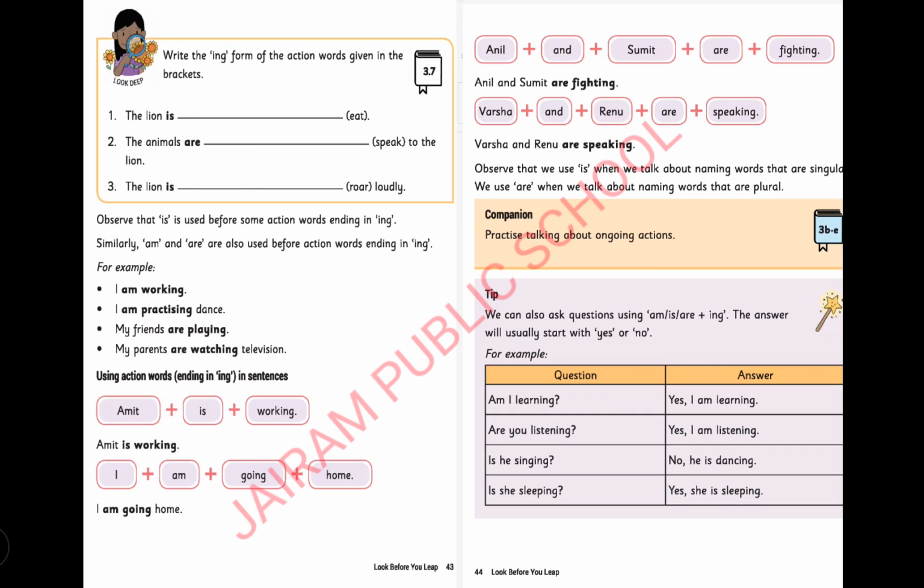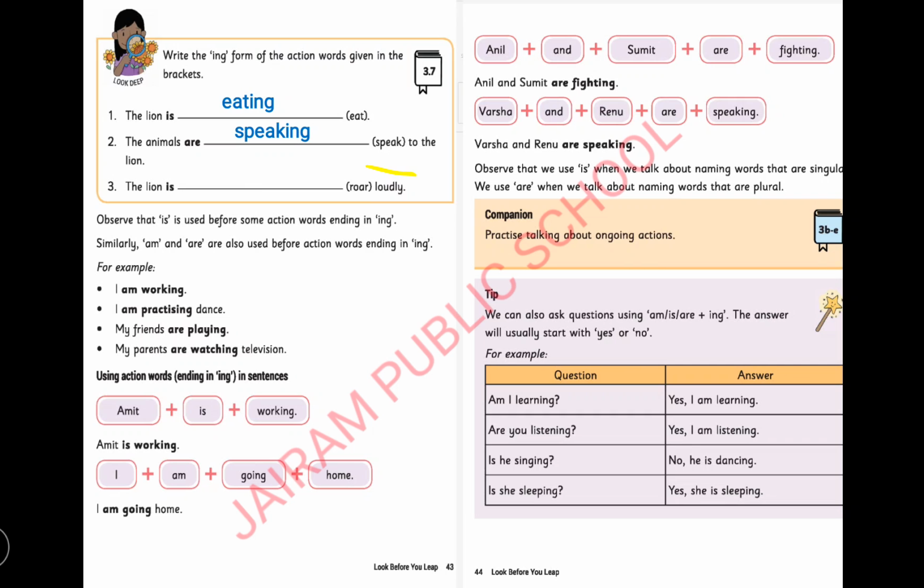Okay, look at the first sentence. The lion is dash. What verb, action word, is given in the bracket? Eat. So eat plus ing. Eating. Very good. Look at the second sentence. The animals are dash. There is an action word given in the bracket. What word is that? Speak. Speak is given in the bracket. Speak plus ing. Speaking. Very good.